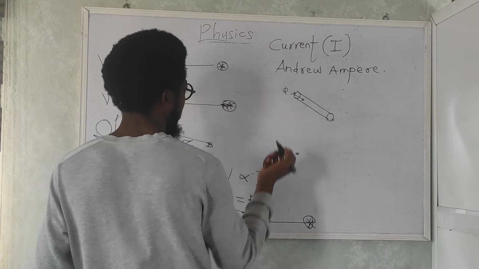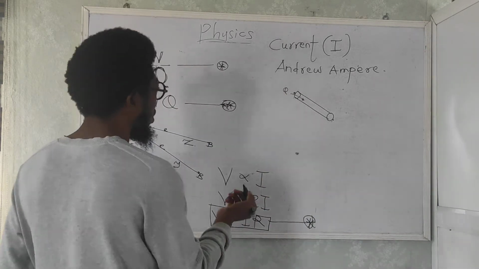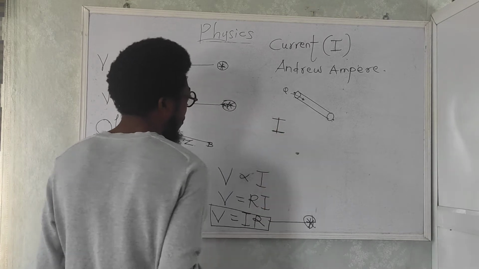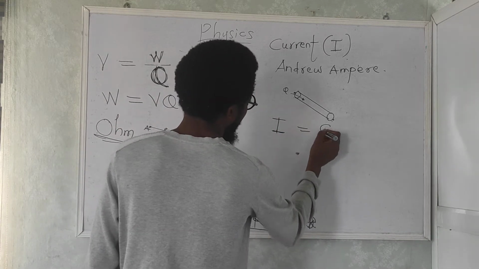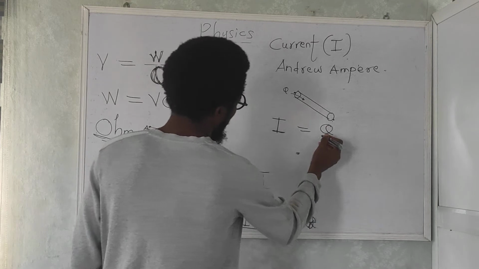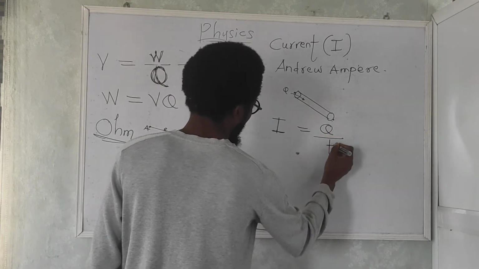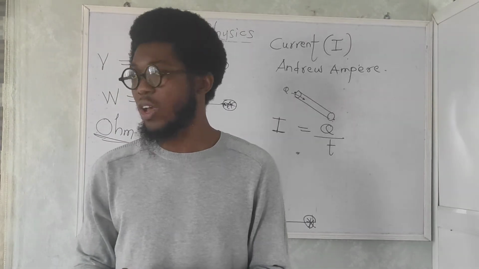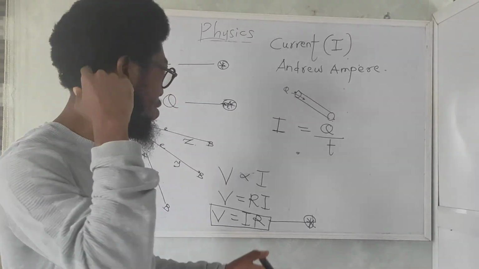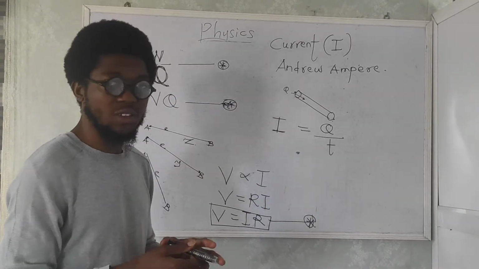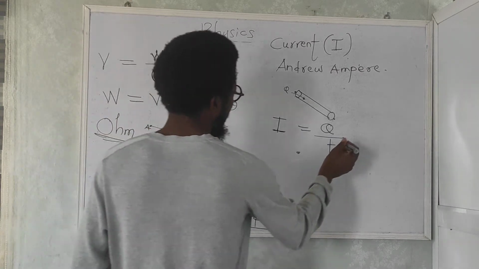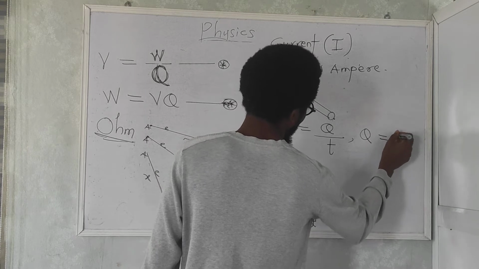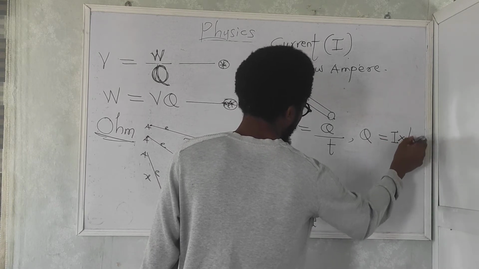This is the concept of Andrew Ampere. According to Andrew Ampere, the current can therefore be defined as the quantity of charge passing through a conductor in a unit what? Time. So the quantity of charge passing through a conductor in a unit time is referred to as what? Current. So hence we can now say the quantity of charge equals current multiplied by the time taken.